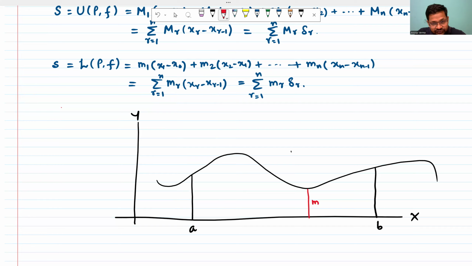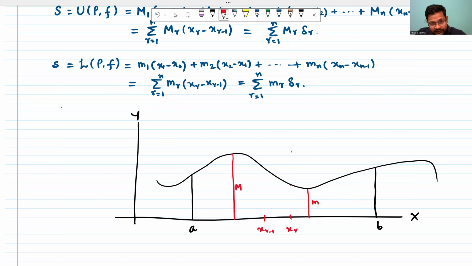So you can say this is your capital M. If I take some subinterval here, this is your x r minus 1, and somewhere there is x r.